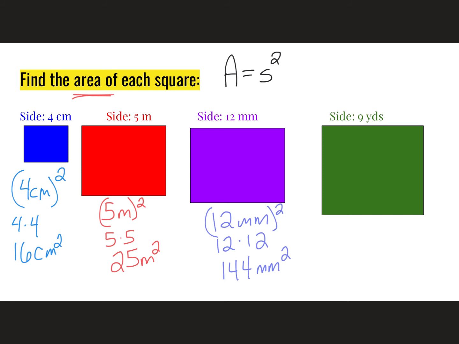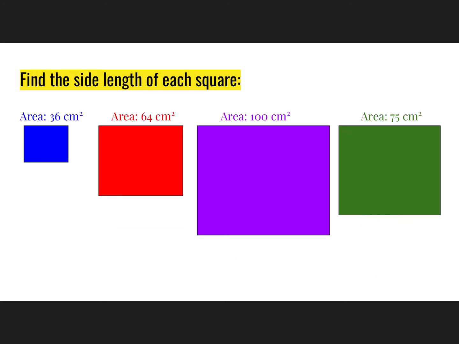And the last one is this green one. My side is 9 yards, so I've got 9 yards squared. 9 times 9 gives me 81 square yards. Not too hard, right? What if instead of finding the area, I'm giving you the area and asking you to find the side length?